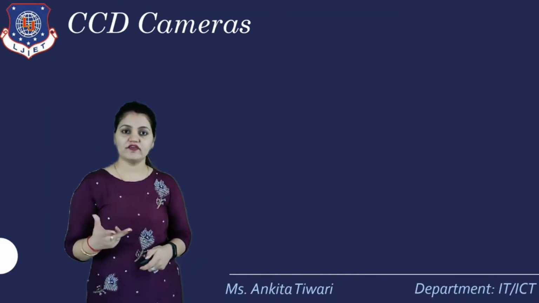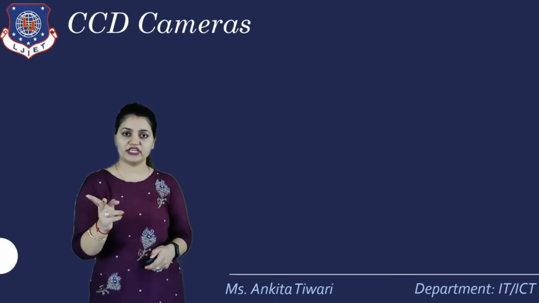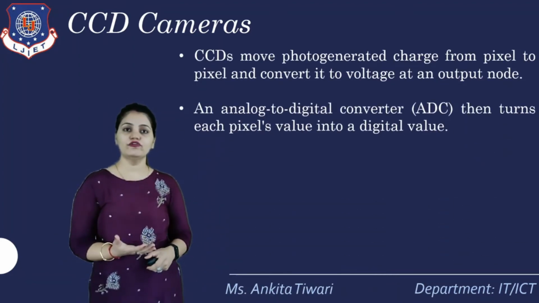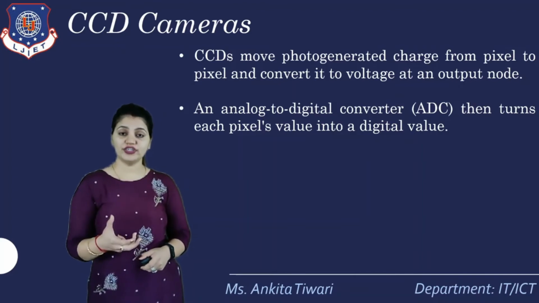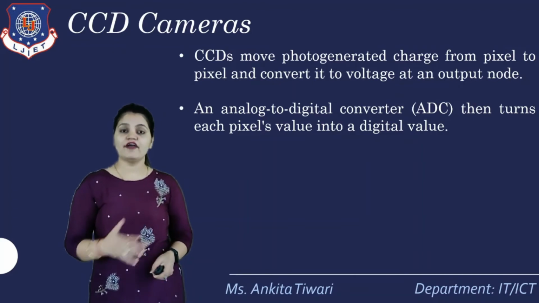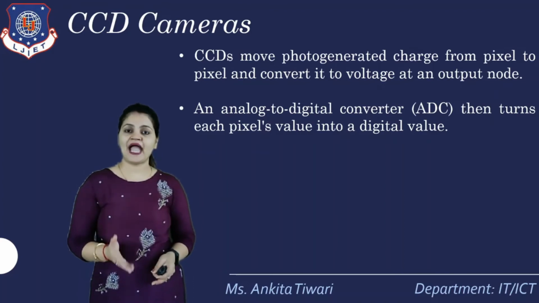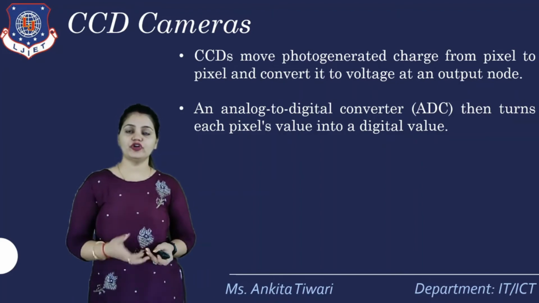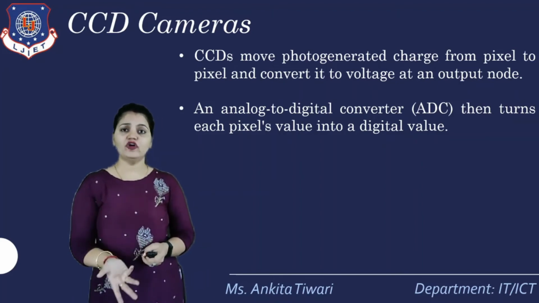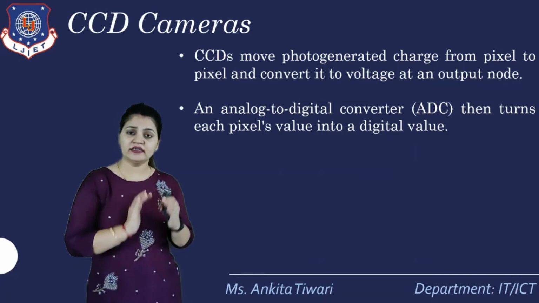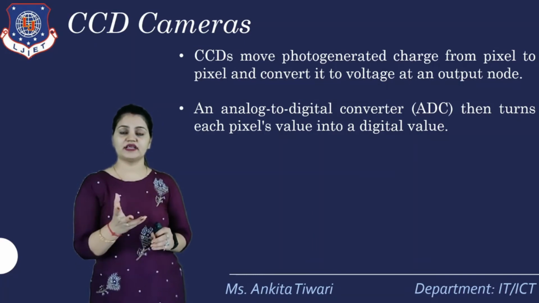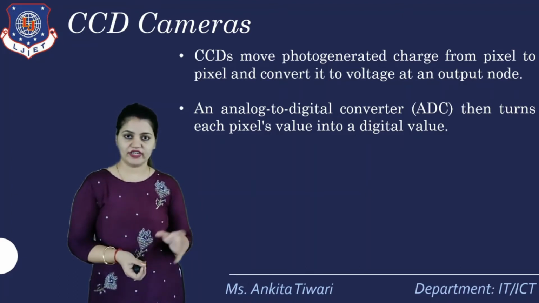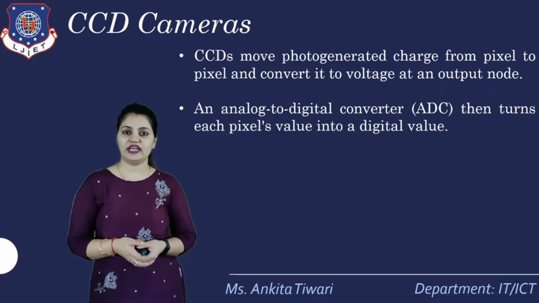The CCD cameras: we have already told about the two kinds of cameras that we are using, that's CCD and CMOS. So in CCD cameras, the photo generated image that we are already having is charged from pixel to pixel and converted to what? To voltages at an output node, because we need to have an output node, and the analog digital converter then turns each pixel value which has already been defined by the CCD into a digital value, that is 0 1 value, because the system understands only machine language, that is 0 1.